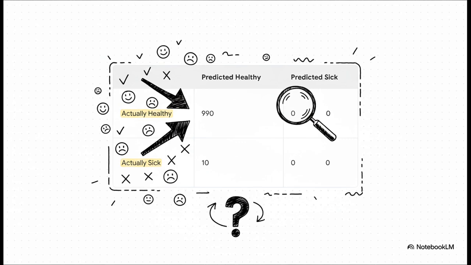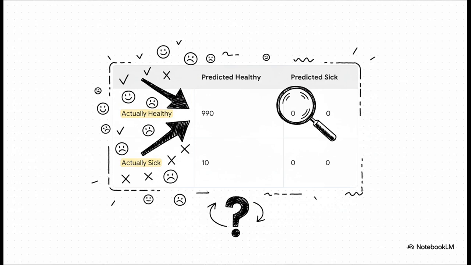Now take a look at this. This table is a confusion matrix, and it tells a crazy story. We've built a model that has one simple, lazy rule. It just predicts healthy for every single person. So for the 990 healthy people, it's right. But for the 10 people who are desperately counting on this test, it's wrong every single time. It finds 0 sick patients. And yet, its overall accuracy is 990 correct predictions out of 1,000. That's 99% accuracy. It's a model that is 99% accurate and 100% useless.